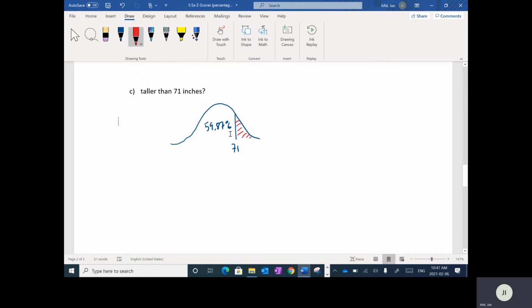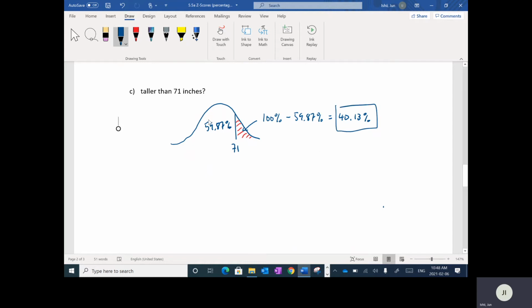So we're going to use the properties we know about the normal distribution. The whole area underneath the curve is 100%. If I know this side is 59.87, logically, the taller side is going to be the whole thing, 100%, minus the left side, 59.87%. That's going to equal 40.13%. So 100 minus 59.87 is 40.13. That's just the other side.